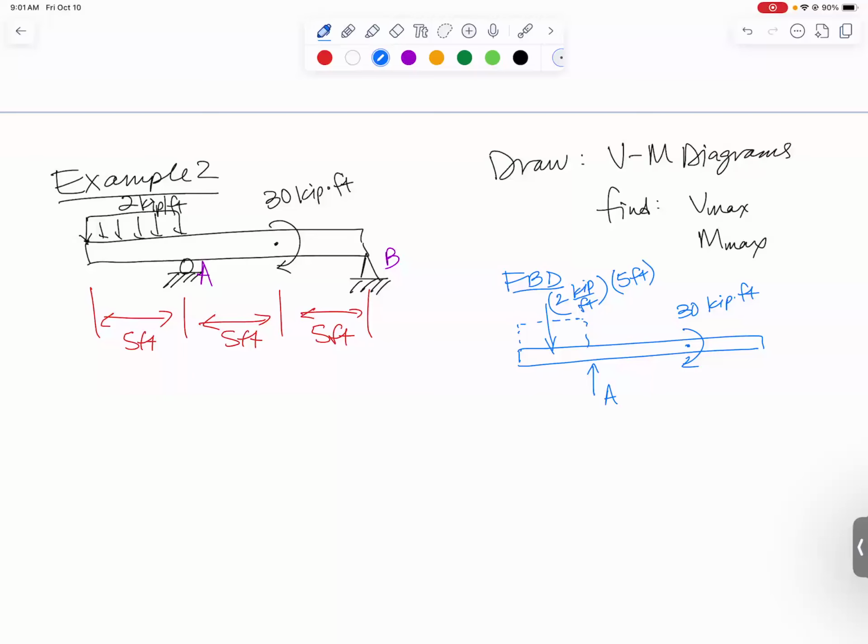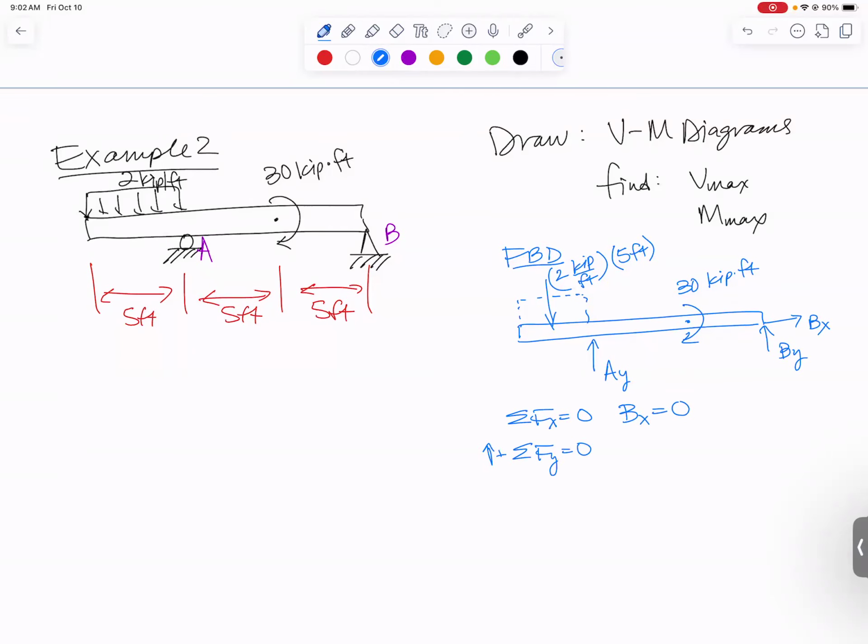Then right here, we're going to have a roller. So we'll have a normal force at A, or you can call it AY. And then at point B, we've got a pin. So we're going to have BX and BY. And now we can sum forces in the X. You get that BX is 0. We can sum forces in the Y. They also have to equal 0.